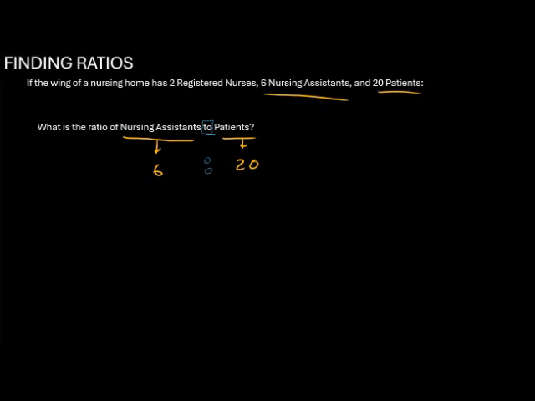Therefore, we'll say our ratio of nursing assistants to patients is 6:20. This will be our answer in ratio form. Now, if we want to change to a fraction, that means the first part of the phrase will go to the top, and then the second part of the phrase will go to the bottom of whatever fraction we're going to write.